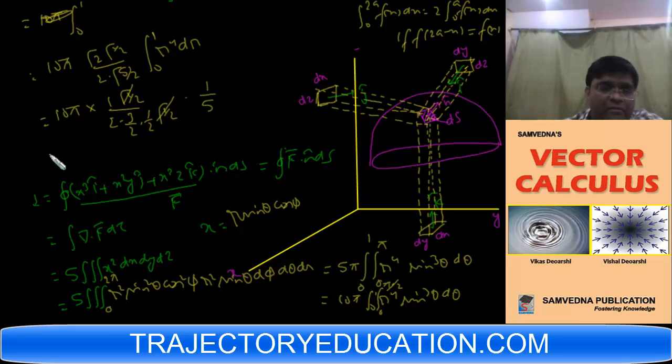So r to the power 5 by 5, that is 1 upon 5. So finally what you get is 4 pi upon 3. This is 4 pi upon 3. So this is how this problem can be done.